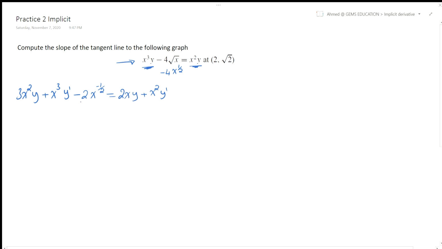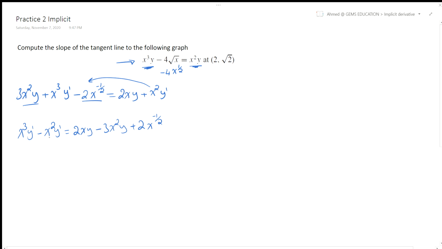Now I'm supposed to put everything that has a factor of y prime on one side and everything else to the other side, which means I need to move this to this side and these two to the other side. I'll have here x to the power of 3 y prime minus x to the power of 2 y prime. On the other side, I'll have 2xy minus 3x squared y plus 2x to the power of negative half.